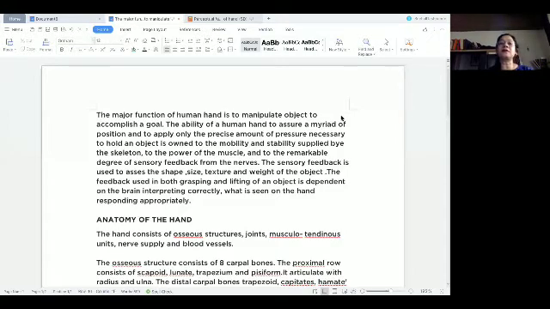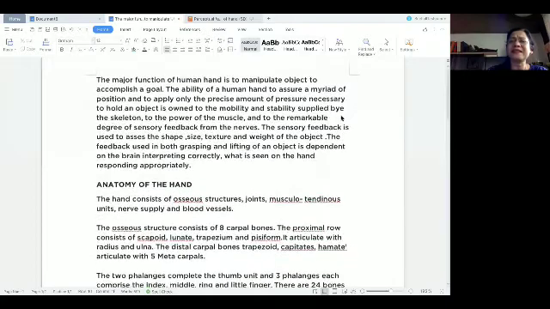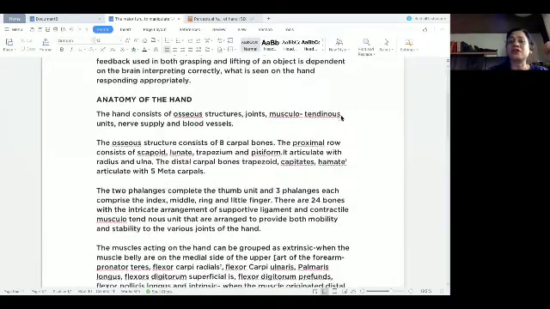So when you look at the major function of the human hand, it is to manipulate the object and to accomplish a goal. The ability of the human hand to assume a myriad of positions and to apply only the precise amount of pressure necessary is due to the mobility and stability of the skeleton, the power of the muscle, and the sensory feedback from the nerves. Having said this, it is very important to understand the structure of the hand.